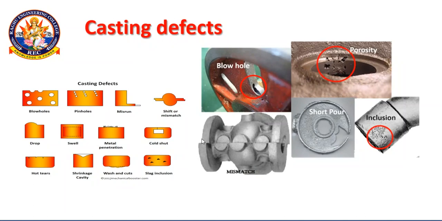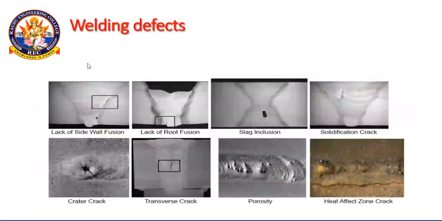And next are misruns, shift mismatch and drops, swells, metal penetrations, cold shuts and hot tears, shrinkages, wash and cuts, slags, inclusions. Slag inclusions are also found through radiographic testing. Remaining all the above defects we can find with visual examination. Is it clear now? This is about the casting defects.